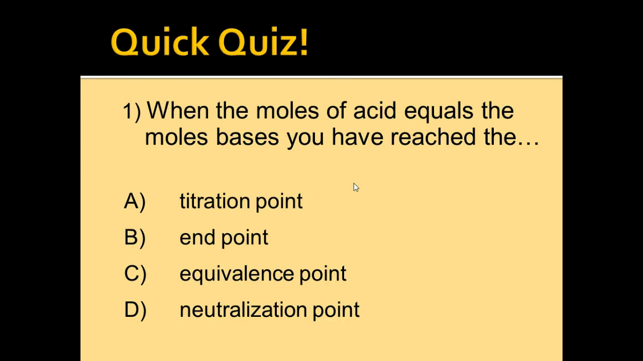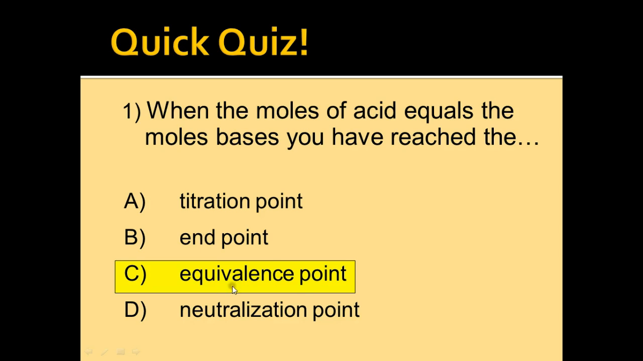Now there's a quick quiz to see what you learned. When moles of an acid equals the moles of base, you have reached the A, titration point, B, end point, C, equivalence point, D, neutralization point. And remember, the key word is equal. So which of the following answers sounds like equal? And that, my friends, is equivalence point, because it definitely sounds like equal. And we only talked about 2 terms, so you can automatically eliminate down to B and C. We only talked about endpoints and equivalence point.